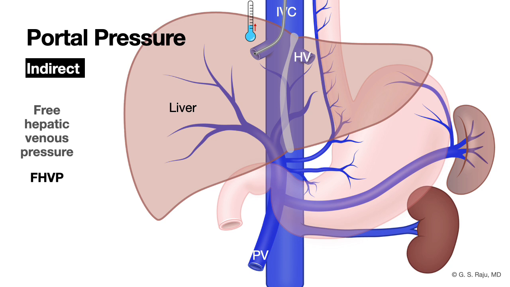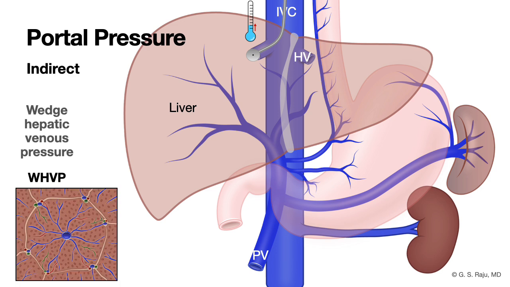And after taking 3 readings, then they inflate the balloon and wedge the catheter and measure the wedge hepatic venous pressure. And this actually gives us information about the pressures in the central veins and sinusoids. And it is a way to measure sinusoidal pressure.